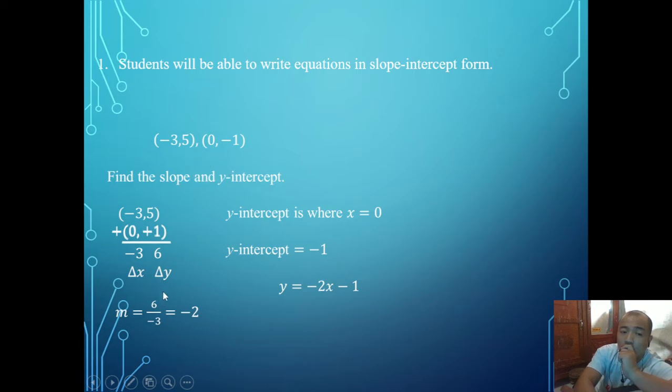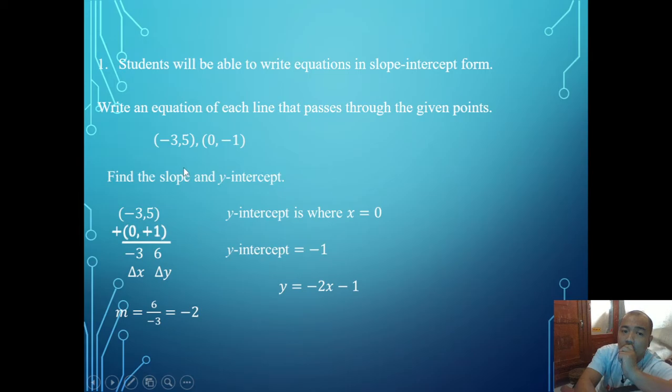Change in y over change in x. Negative 1 minus 5, negative 6. Negative 6 over 0 plus 3. Negative 6 over 3 is negative 2. So slope is negative 2, y-intercept is negative 1. So substitute in y equals mx plus b, y equals negative 2x minus 1.